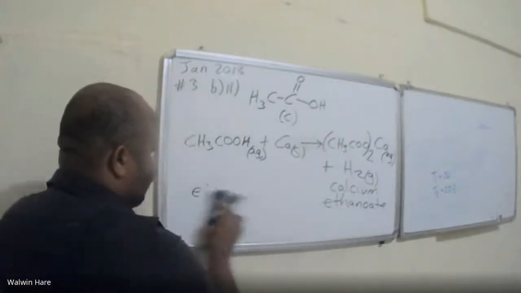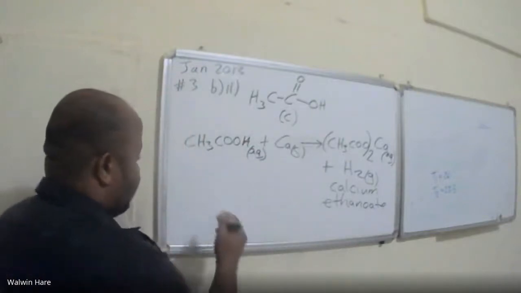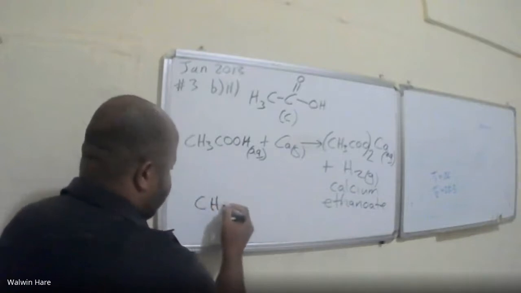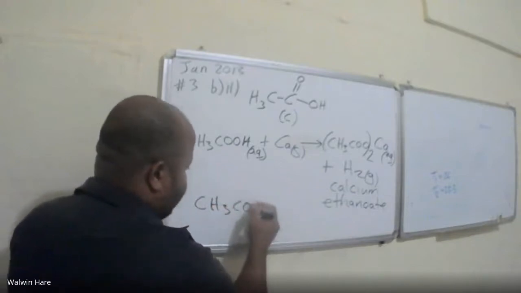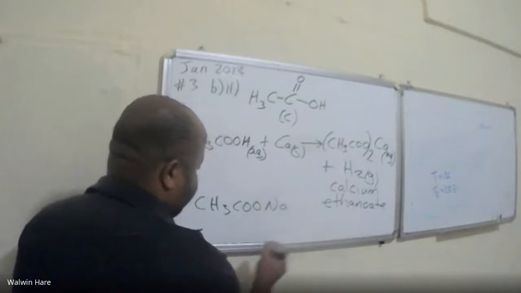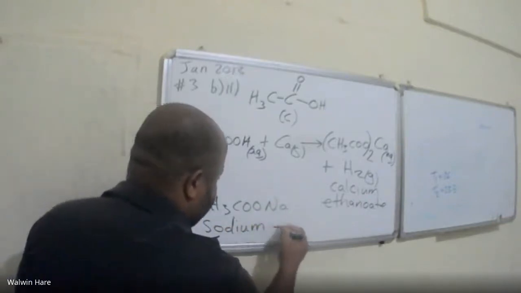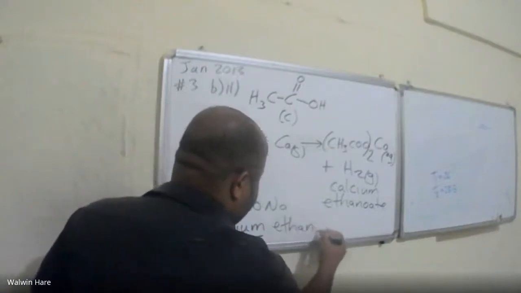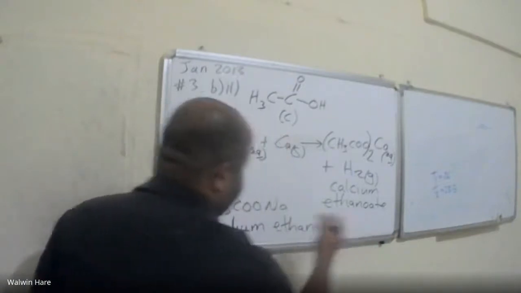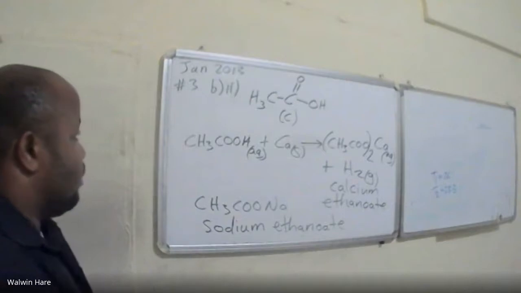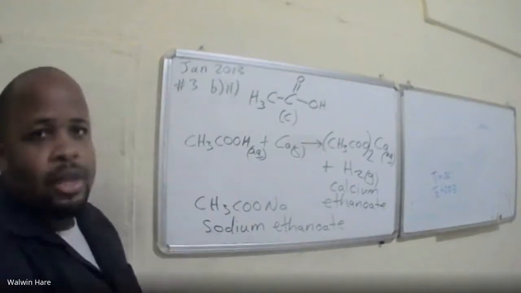Let me just put back the one with sodium. So with sodium, it would have been CH3COONa. So it would have been sodium ethanoate. All right? And so that's B2.